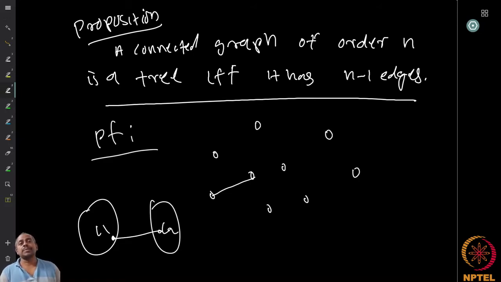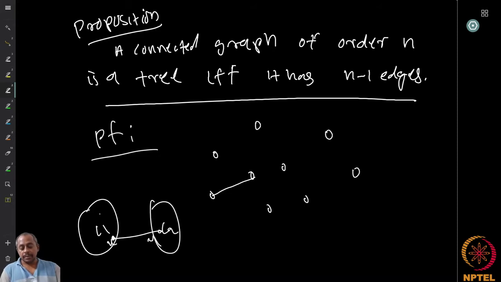This entire thing becomes a component, because in this component I can go from any vertex to any other vertex, because there is a path, right, by definition. And similarly from this vertex, let's say this is x and y, then from y to any other vertex in this component I can, right?